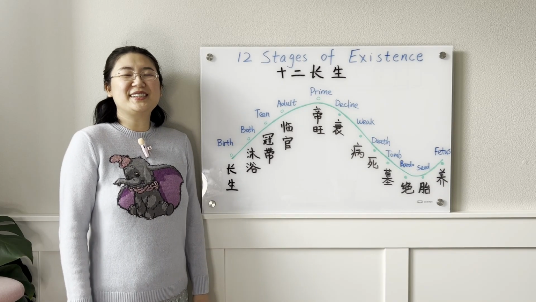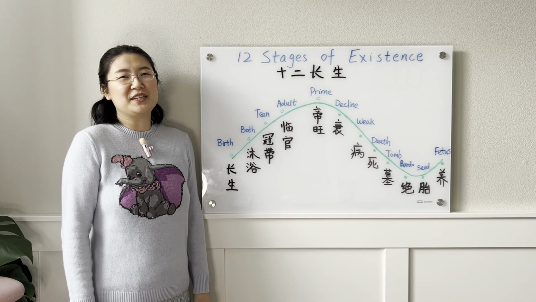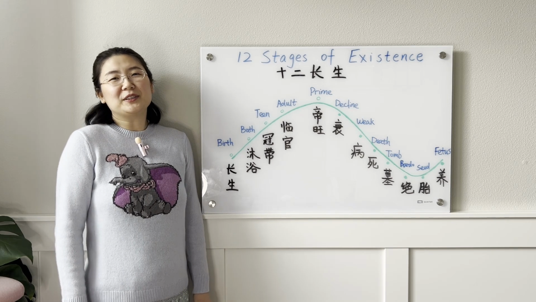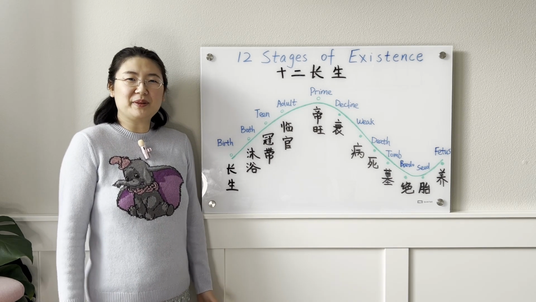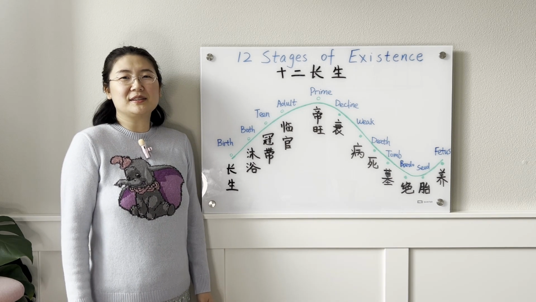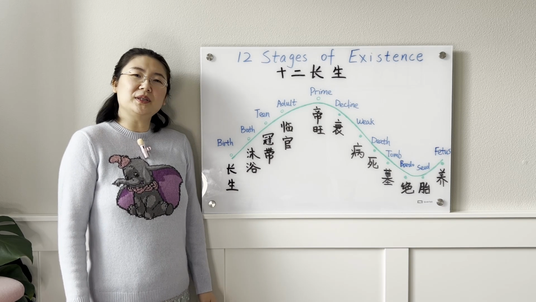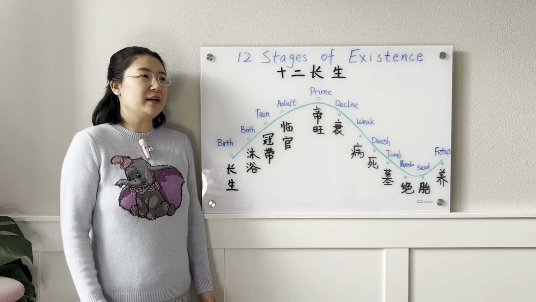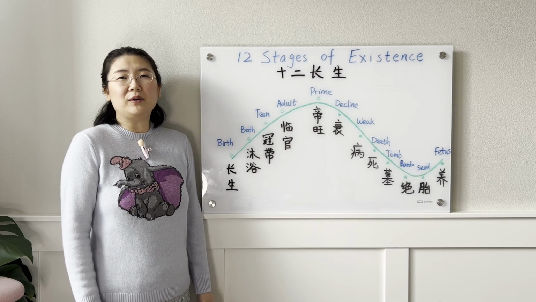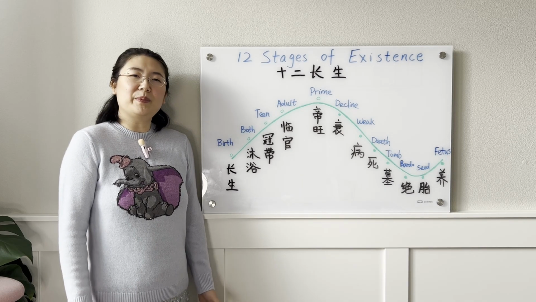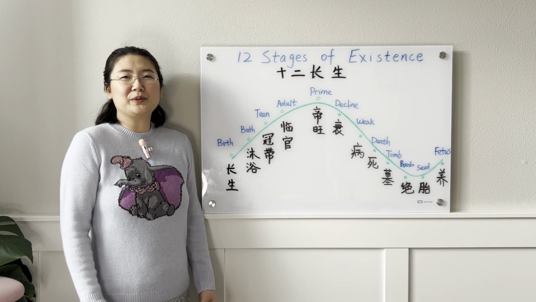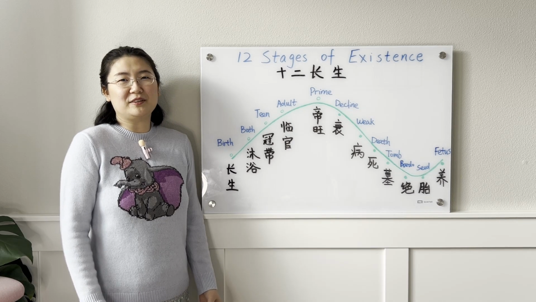Hi everyone, today's video is about the 12 stages of existence. I will share how this trend line is applied in BaZi chart analysis for the purpose of a more accurate reading. And more importantly, I will also share how I apply this philosophy in my own life so that we can all benefit from this pursuit of a constant calm state of mind.